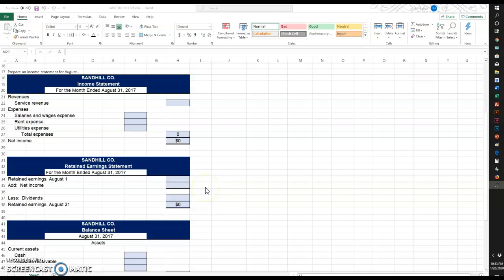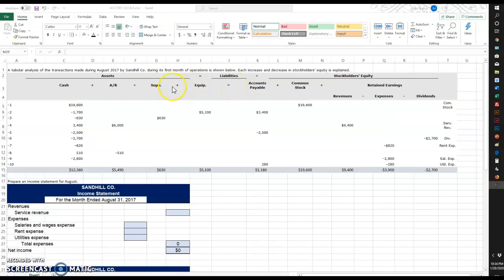Then we're going to start by preparing an income statement for August. Remember that we start with the month ended August 31st because this is an income statement for the entire month. We're going to start with revenues, and we're going to look up here for our revenues. We find our revenues over here in the stockholders' equity. We have revenues of $9,400.